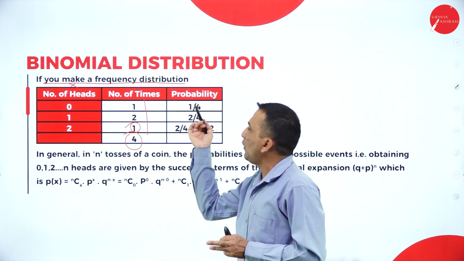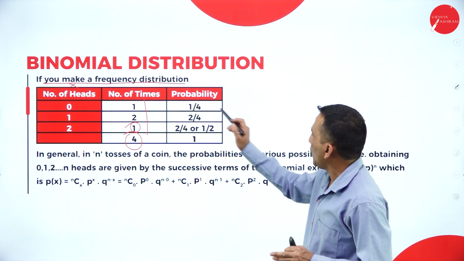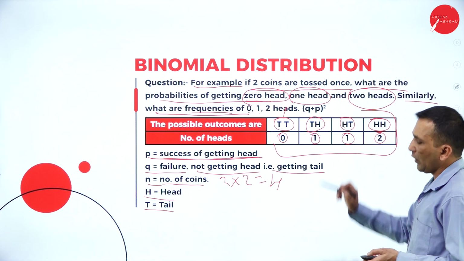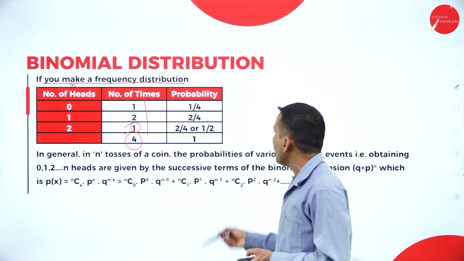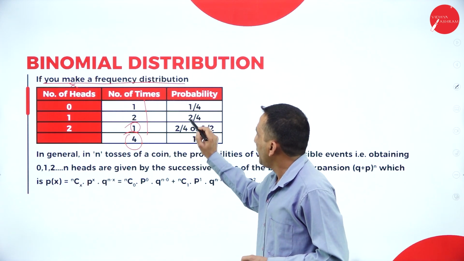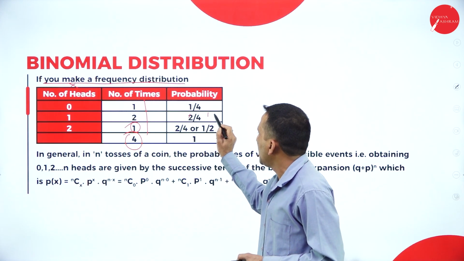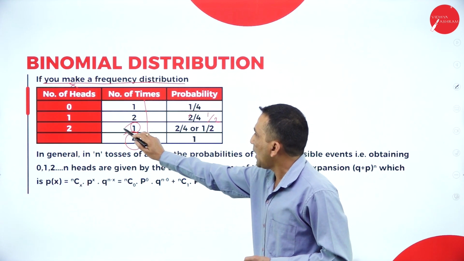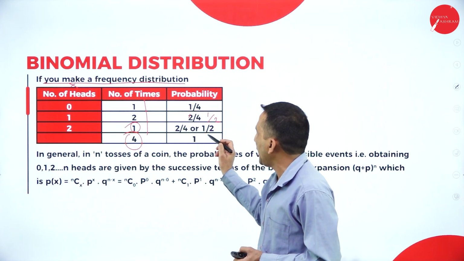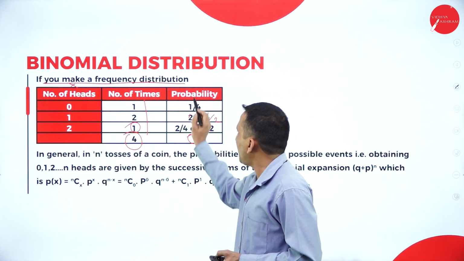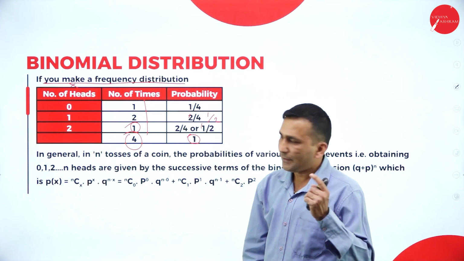Now if you write it as probability, the total outcomes in the previous slide are 4 possibilities. So the probabilities are 1 by 4, 2 by 4, which if you simplify is 1 by 2, and 1 by 4. In this case, how many heads? 2 heads, 2 times we are getting head, 1 by 2. So the final probability total will be 1.